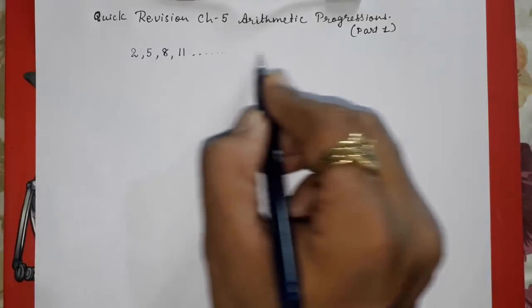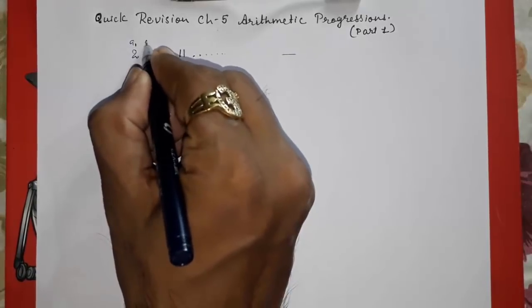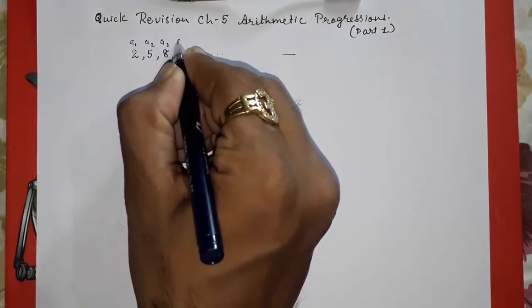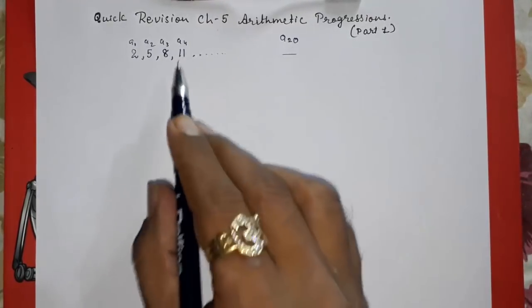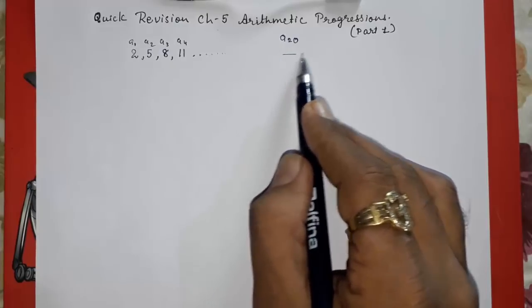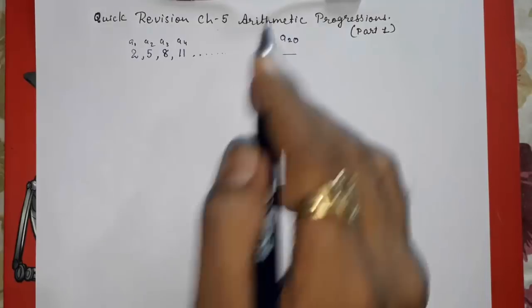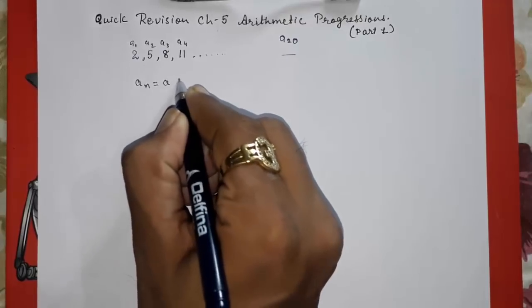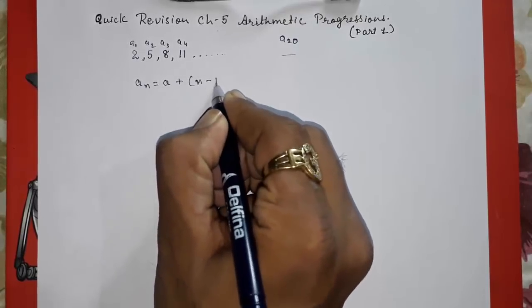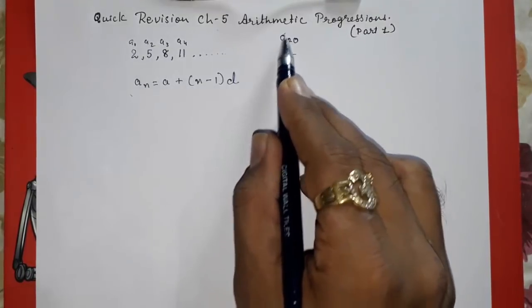Now why are we studying this? If we want to find the 20th number in this series, this is the first number, you can call it A1, A2, A3, A4, and if you want to find the A20, then we can find this 20th number directly, without just adding 3 repeatedly, with the formula: an is equal to a plus (n minus 1) into d. With the help of this formula we can find this 20th term.